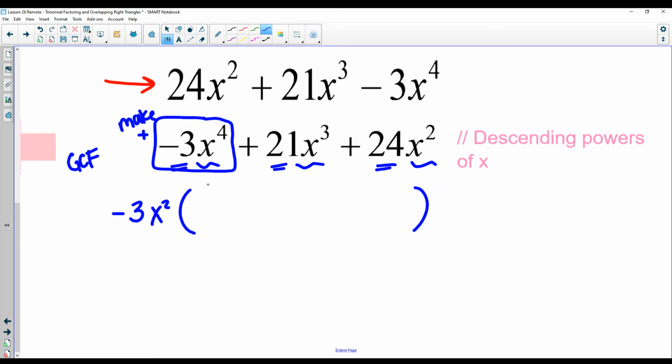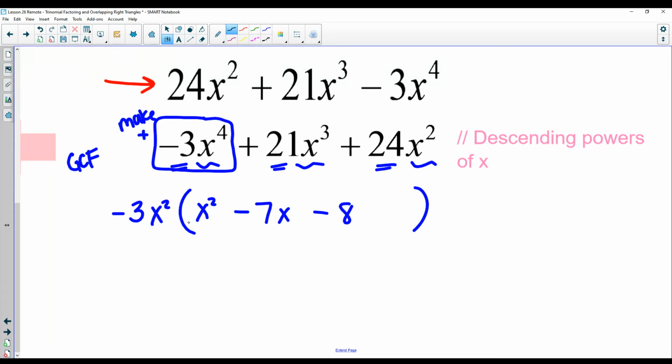What's left over if we take out a negative 3x squared out of my first term? So that'd be 1x squared. Oh, that's looking good. That's looking like it's going to be a quadratic. Okay, next term. Factor out a negative 3, that's a negative 7. Take out an x squared, that leaves us with an x. Okay, so minus 7x. Last term. Factor out a negative 3, and that leaves a negative 8. Factor out an x squared, and then that's just the constant.